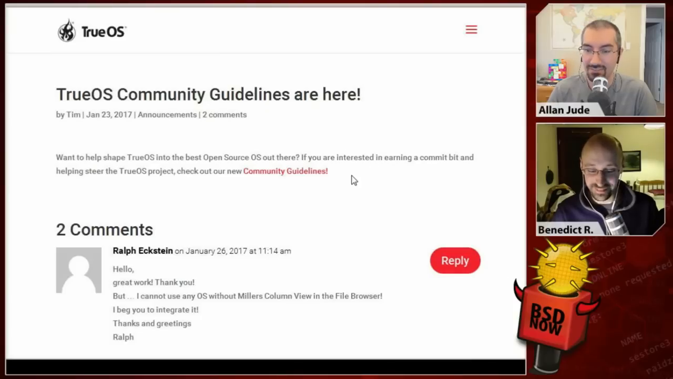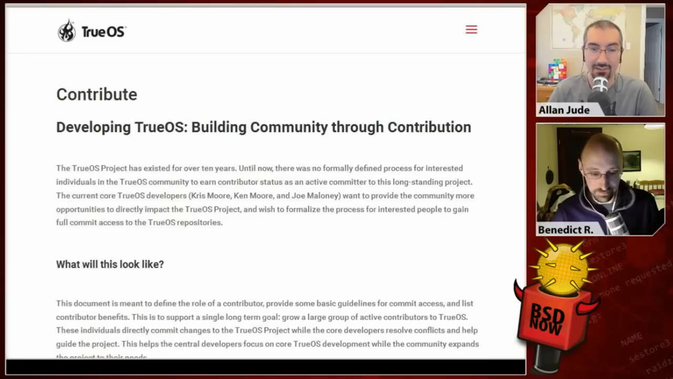The next news story we have is TrueOS has published new community guidelines. The TrueOS project has existed for over 10 years now. Until now, there was no formal defined process for interested individuals in the TrueOS community to earn contributor status as an active committer to this long-standing project. So they've replaced the benevolent dictator model with a core team. TrueOS now has a core team that consists of Chris Moore, Ken Moore, and Joe Maloney.